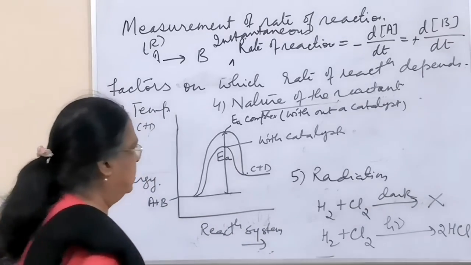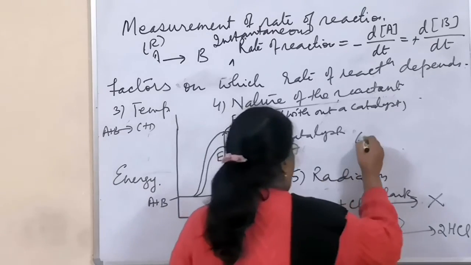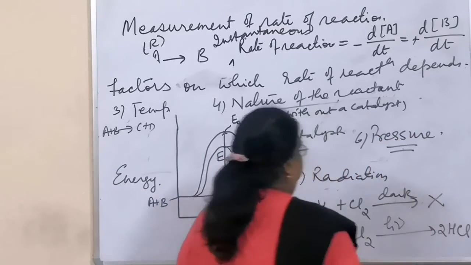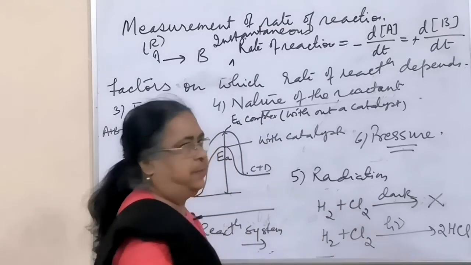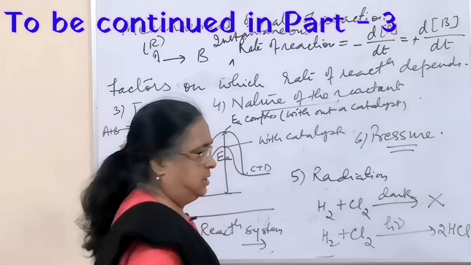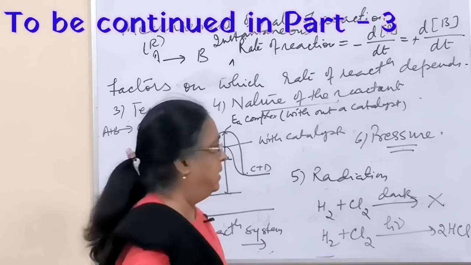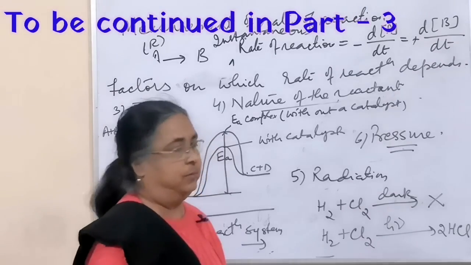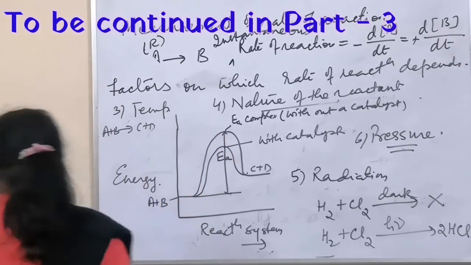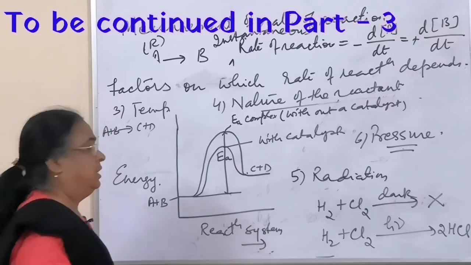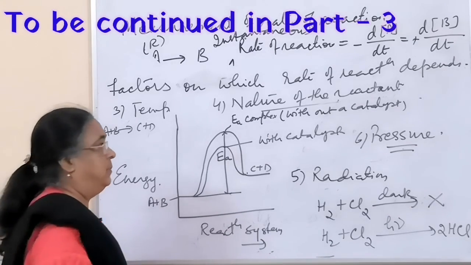Pressure is also a factor, but this pressure factor is only in the case of gases. Higher the pressure, faster will be the reaction. Why? Because gaseous molecules at high pressure remain in contact more, and so the rate of reaction will be more. So this is about the measurement of the rate of the reaction and the factors on which the rate of the reaction depends.